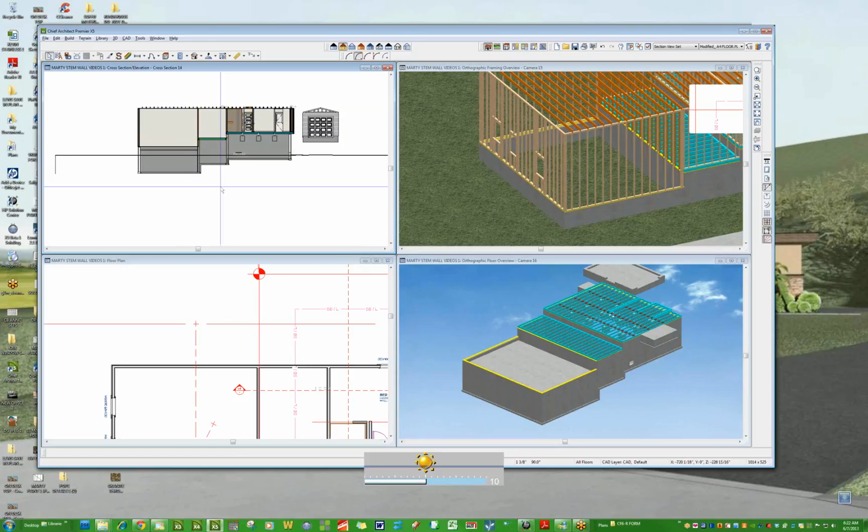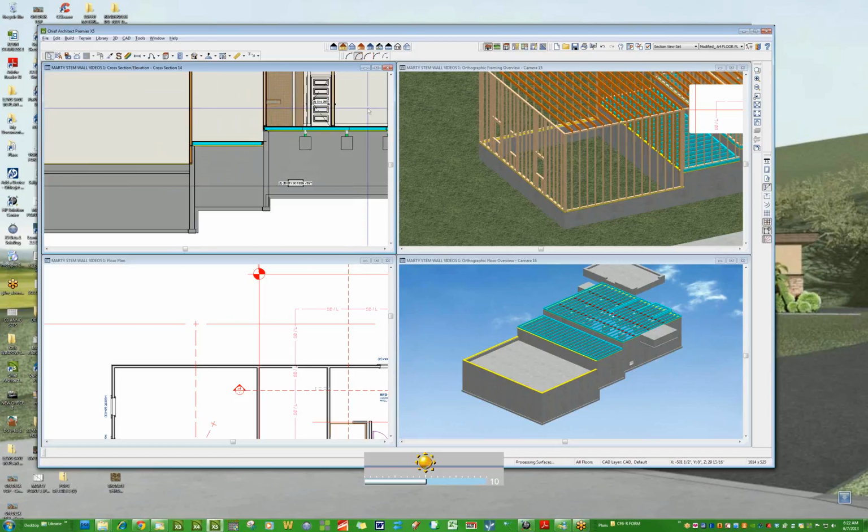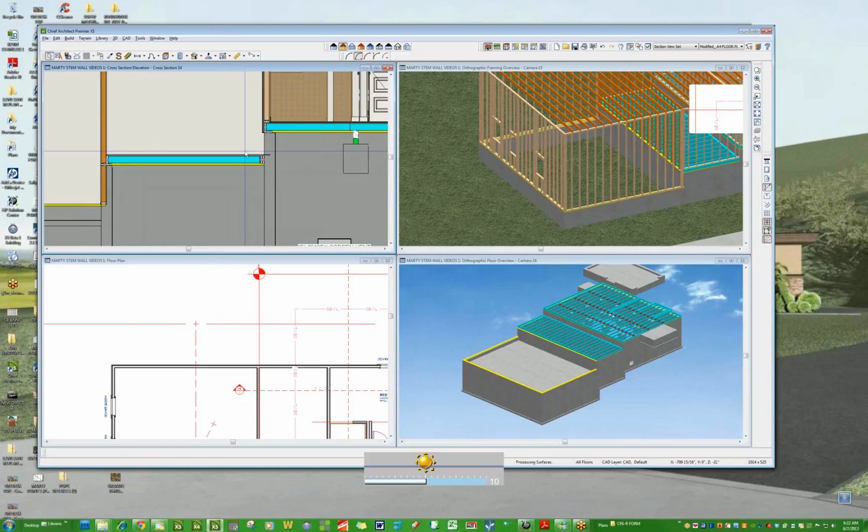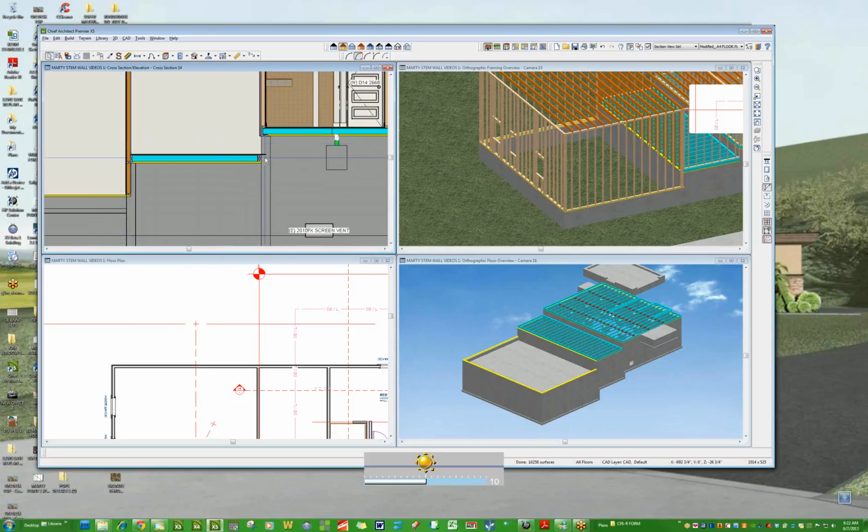Anyway, back to the whole issue of what I'm talking about. Now, here's something that's very interesting, and this is one of my gripes with Chief. Look at this stem wall. This concrete stem wall goes all the way up to there. That's what I want, okay? This one goes all the way up to this side.